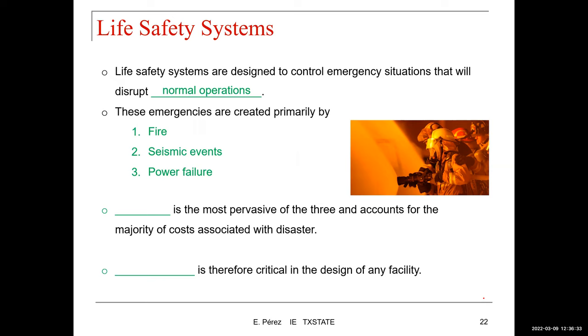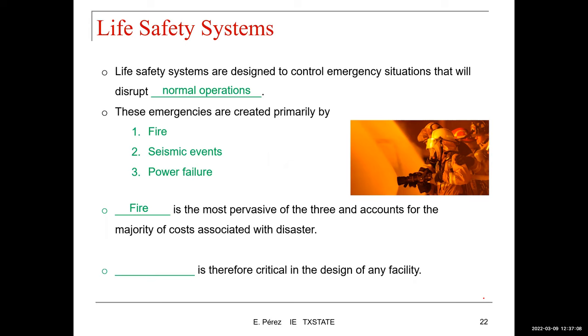Fires, power failure. Fire is another one that is happening quite often lately. And in this area, Central Texas, Gulf Coast and so on, the Gulf of Mexico, we know that we're exposed to hurricanes. So events such as flooding and those things are also relevant. Fire is the most pervasive of the three and accounts for the majority of costs associated with disasters.